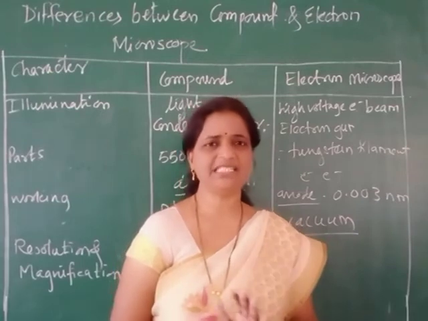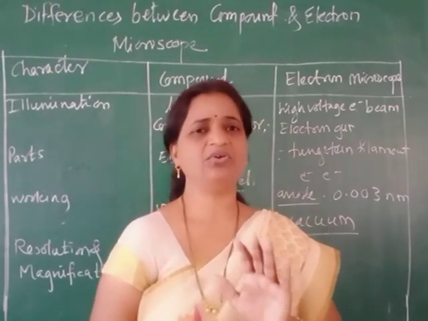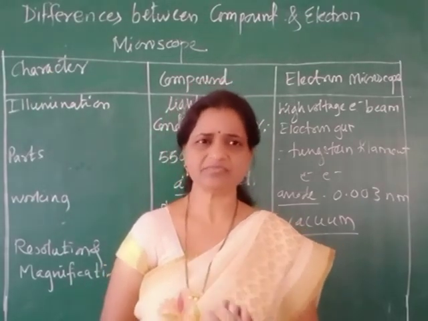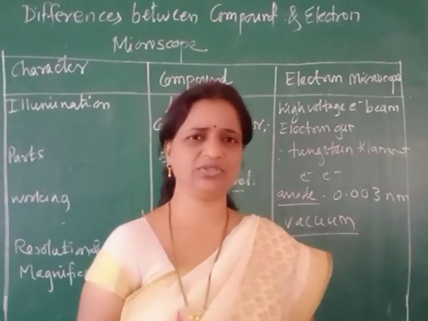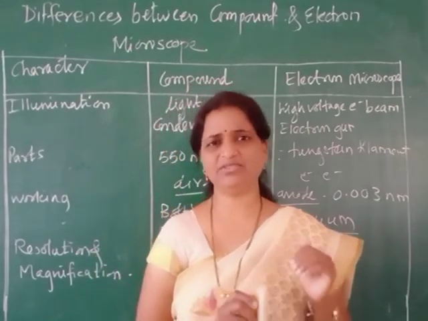So this is the basic difference in the character called illumination. That is the nature of illumination in case of compound microscope and in case of electron microscope.